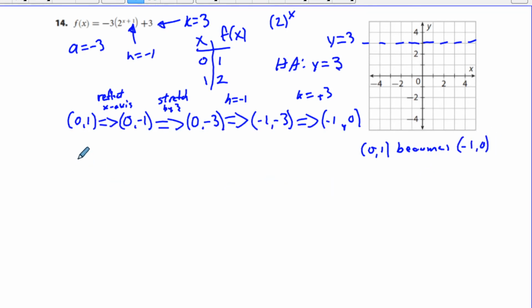Okay, next, we're going to take the second reference point, 1, 2, and then we're going to reflect, which will be the first thing we do. And I really suggest that when you do these transformations, it really helps to do them in this order. So 1, 2 becomes 1, negative 2. And then we're going to stretch by a factor of 3. So we're going to take this 1 and negative 2 times 3 is going to be negative 6.